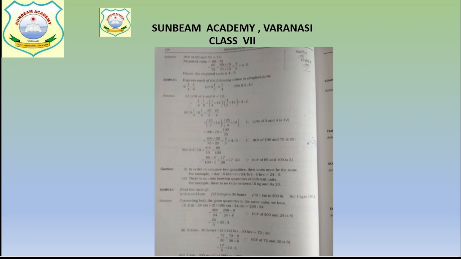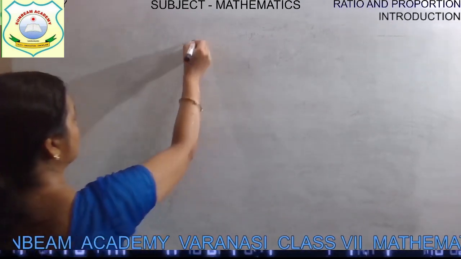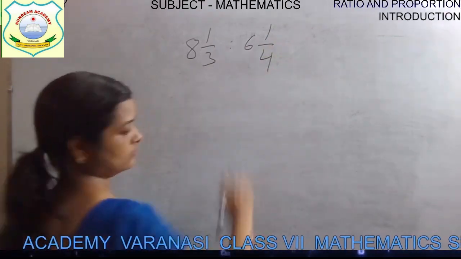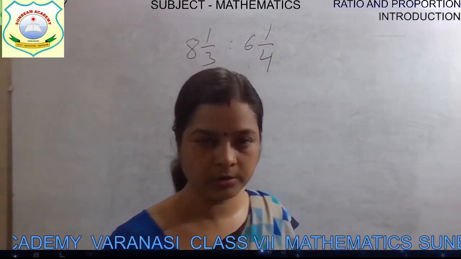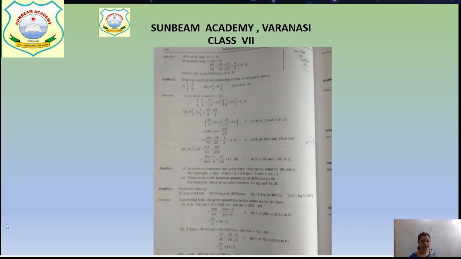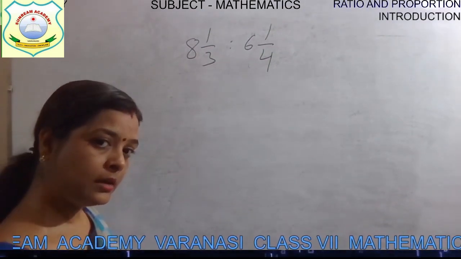The second example is 8 1 by 3 is to 6 1 by 4. It's a mixed fraction. 8 whole 1 by 3 and 6 whole 1 by 4. Let's solve. I think this is the question. Let me check it from your book. Yes, it is correct. Now, first we will convert these mixed fractions into improper fractions.